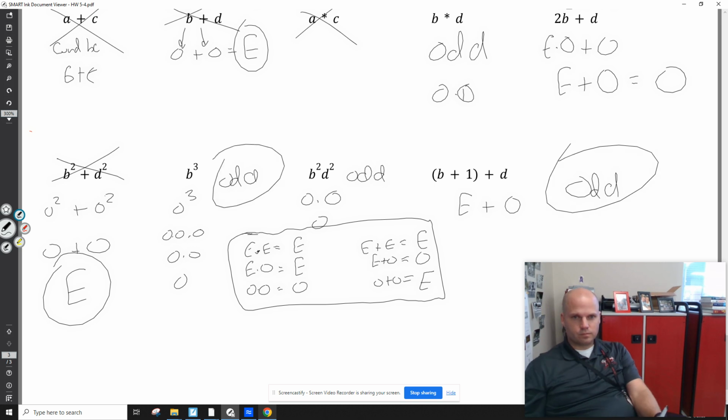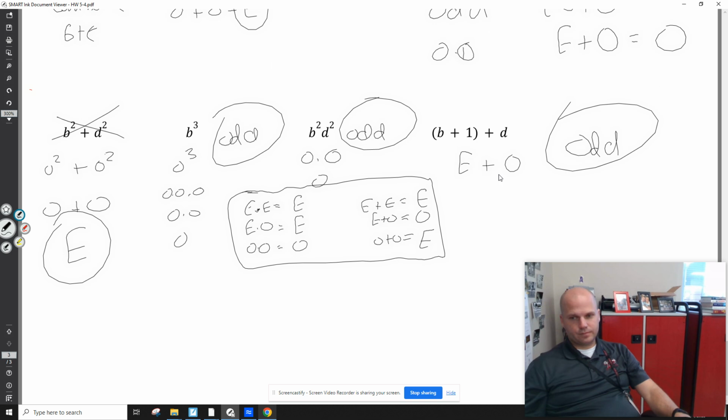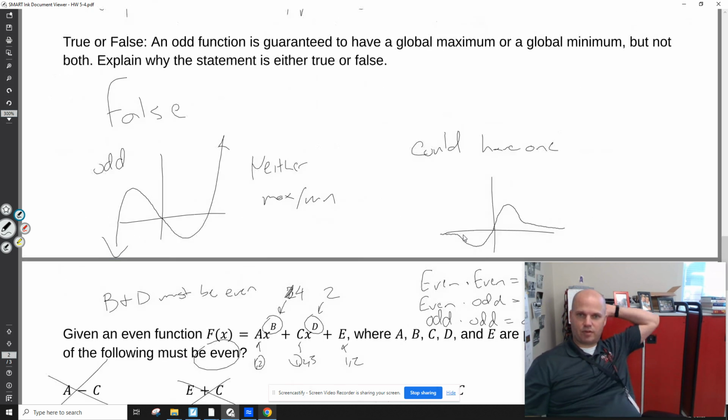Cool. That's it. That's homework. That's kind of even versus odd functions.